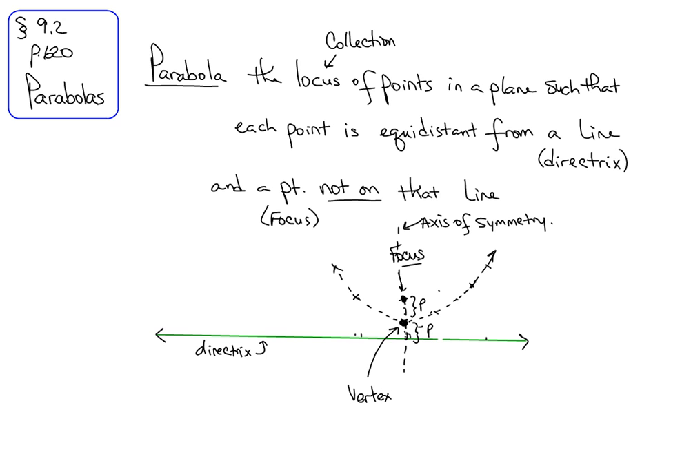So if from the vertex we go up to the focus, then from the vertex we go down to the directrix, the same distance. So if we went up to the focus, we have to go down to get to the directrix. Everybody see that?